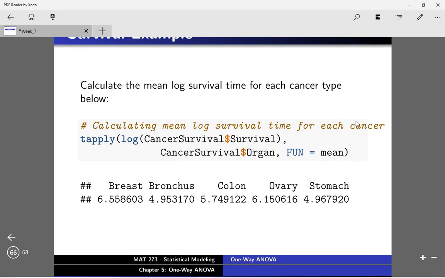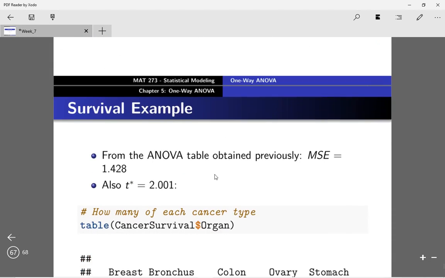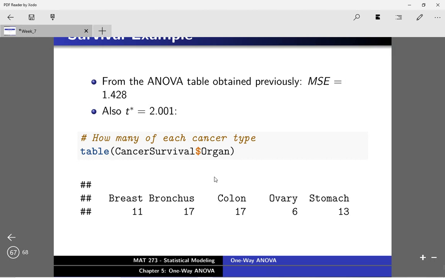Okay, so first, just looking at the data set, we get the average survival time for each cancer type using this tapply function again. This is the average log survival time, because that was what our assumptions were checked for. We're comparing colon and stomach. Colon has a little bit higher, about 5.75, compared to about 4.97 for stomach. But is it different enough? They're kind of similar, so we're going to use this Fisher's LSD to formally look at that.